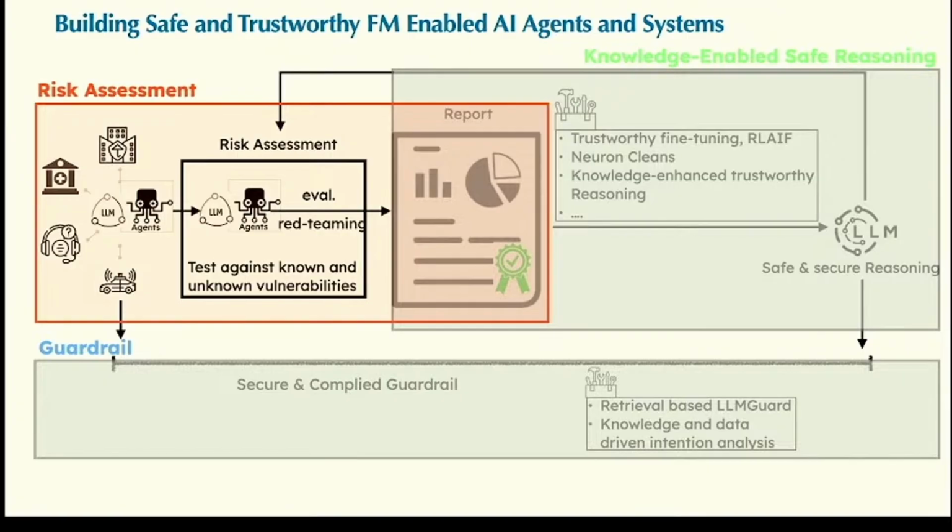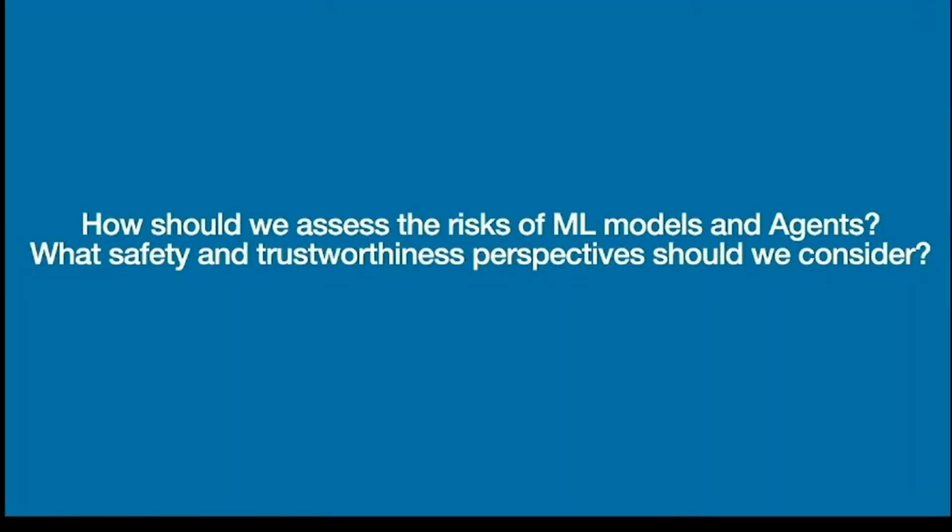So remember the three pieces: risk assessment, fundamentally fixing the agents or models, and a quick fix with an additional component like a guardrail, for example. First, in terms of risk assessment, the main research question, or the main challenge we face now, is how do we assess the risks of models and agents in a principled way?